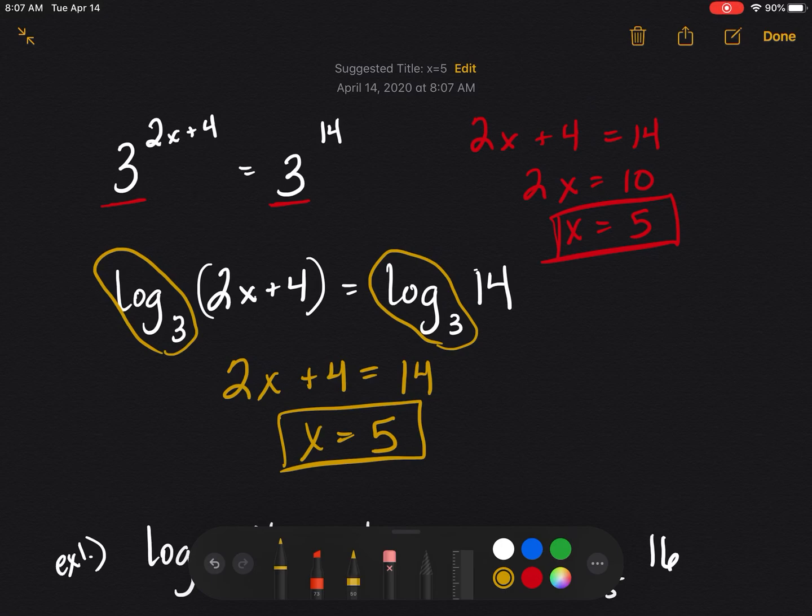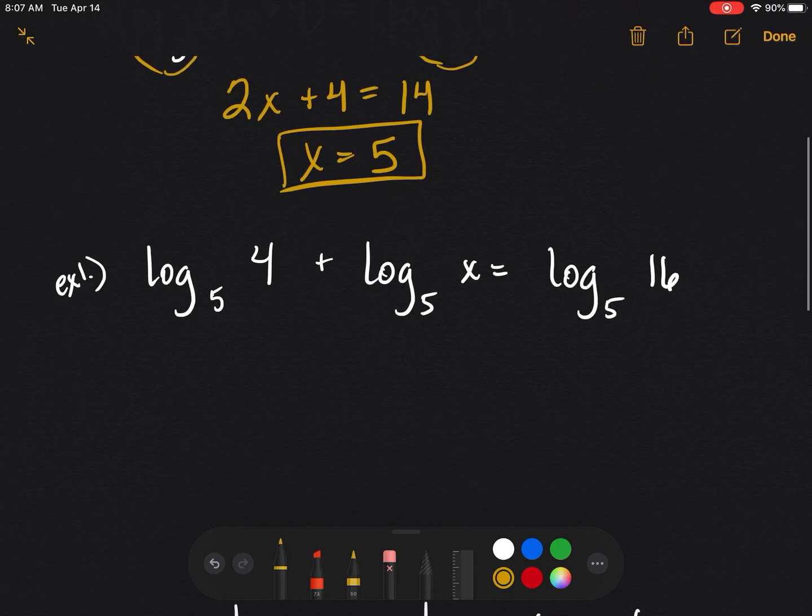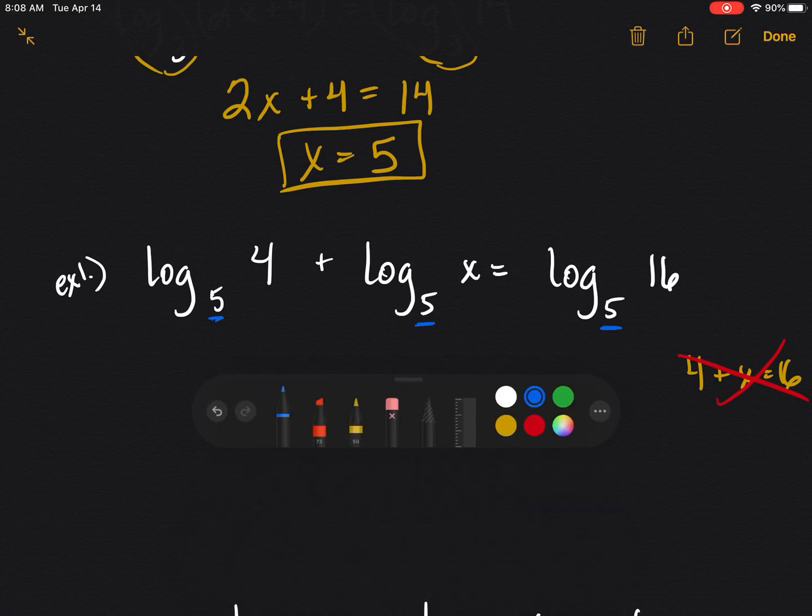So today on your homework, you will see some that are not quite there yet. If you look here, yes, we have the same base, but we have to apply the property. We can't just take 4 plus x equals 16 and solve it. I'll show you what I mean. This would not be okay: 4 plus x equals 16. Can't do that. We have to apply the property, which says if you're adding two logs, you're actually multiplying them. Crazy as that is.